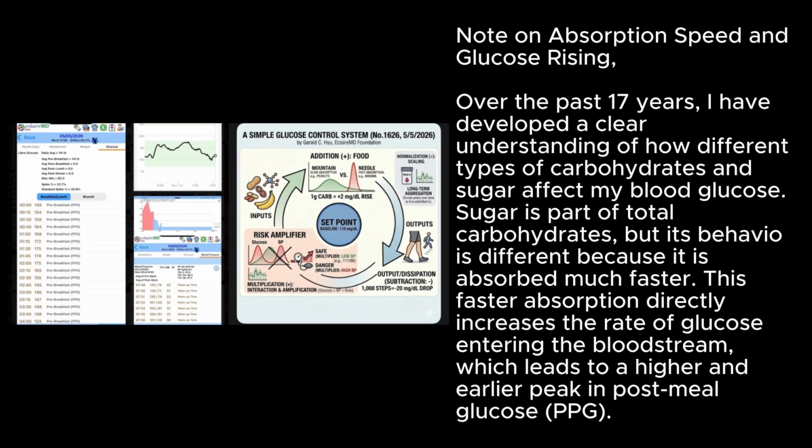Note on absorption speed and glucose rising. Over the past 17 years, I have developed a clear understanding of how different types of carbohydrates and sugar affect my blood glucose. Sugar is part of total carbohydrates, but its behavior is different because it is absorbed much faster. This faster absorption directly increases the rate of glucose entering the bloodstream, which leads to a higher and earlier peak in post-meal glucose, PPG.